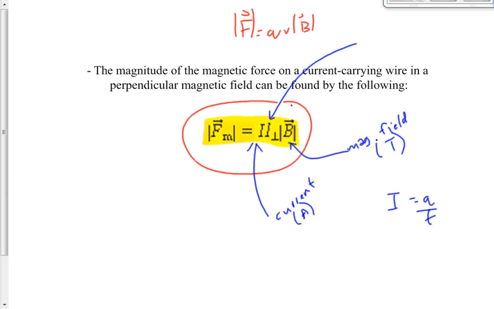But it's not just any random length of wire. It's the length of the wire that's in the magnetic field, or the length of the wire that's exposed to the magnetic field. So if you have a 2 meter long wire, but only a half a meter is in the magnetic field, then you're going to use the length of not 2 meters, but 0.5 meters.